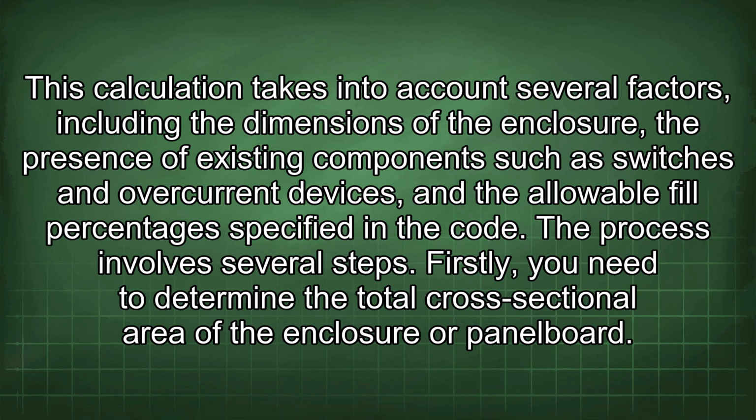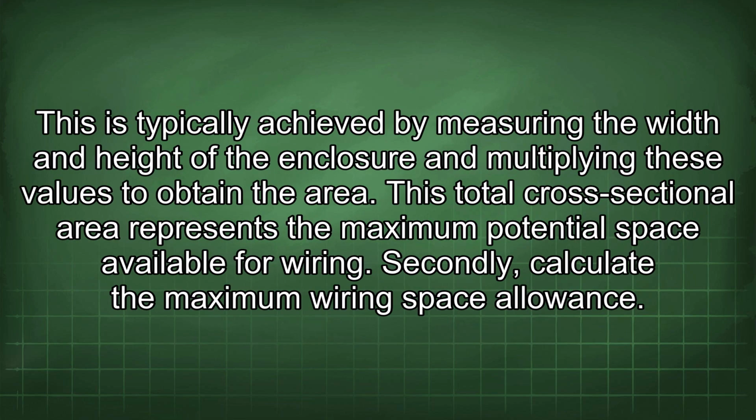Firstly, you need to determine the total cross-sectional area of the enclosure or panelboard. This is typically achieved by measuring the width and height of the enclosure and multiplying these values to obtain the area. This total cross-sectional area represents the maximum potential space available for wiring.